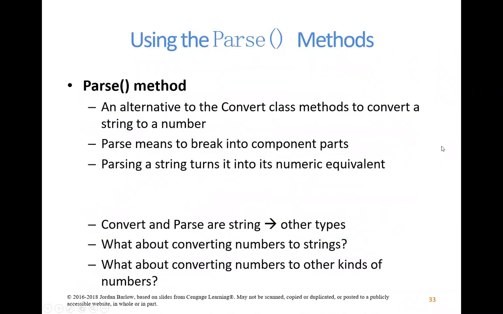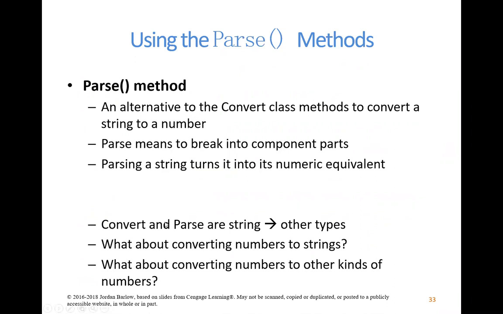Okay, I'm not going to take time in this video to go over the parse method, but the parse method is an alternative to Convert.ToInt32 or Convert.ToDouble. I'm just always in the habit of using the Convert class methods, so that's what I'm going to continue to do throughout this course. But parse is another method that you can use instead of the Convert class methods.